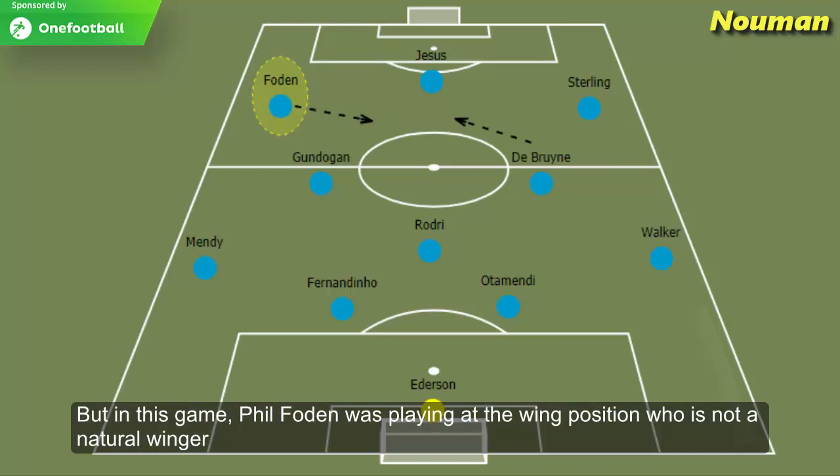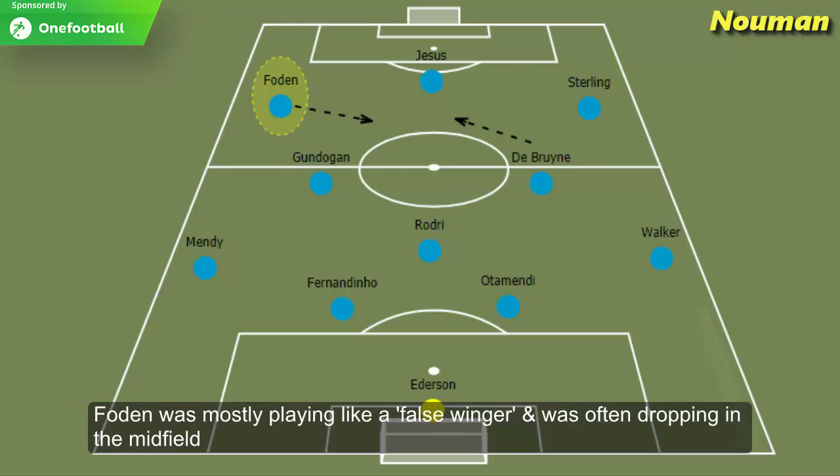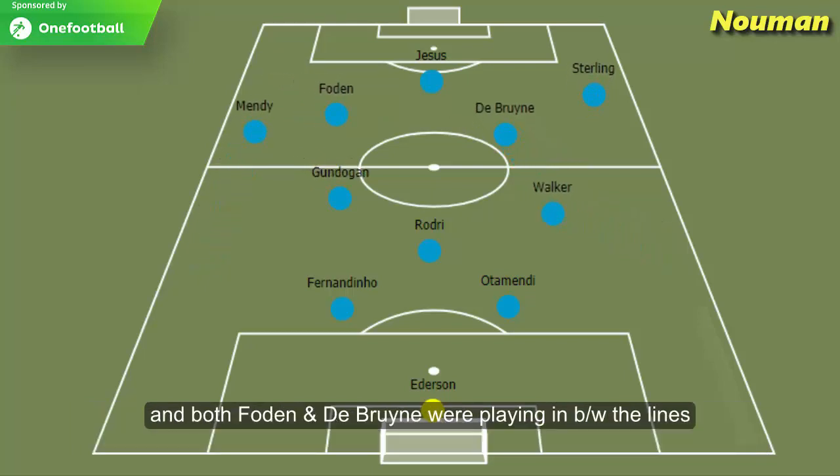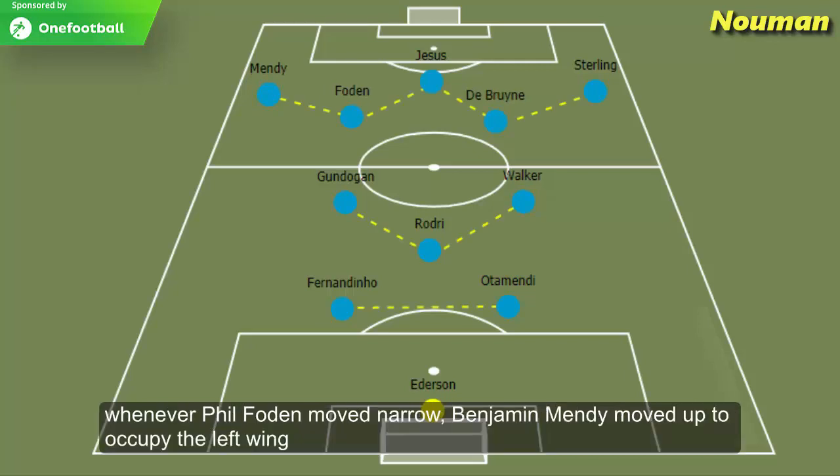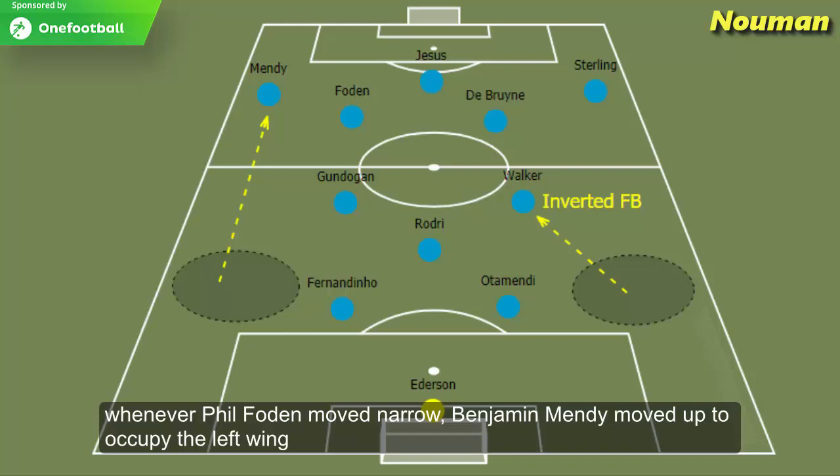But in this game, Phil Foden was playing at the wing position, who is not a natural winger. Foden was mostly playing like a false winger and was often dropping in the midfield, and both Foden and De Bruyne were playing in between the lines. Whenever Phil Foden moved narrow, Benjamin Mendy moved up to occupy the left wing.